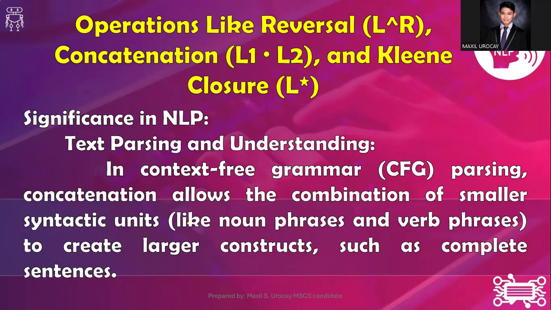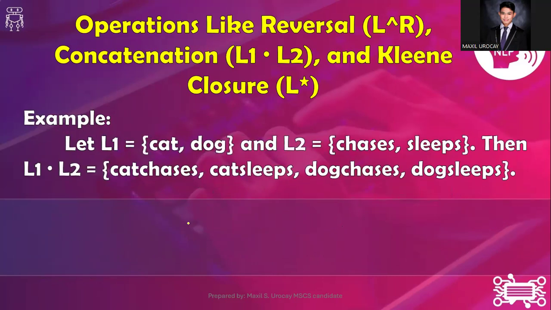Next, for example, you have L1 as cat, dog, and then chases and sleeps for L2. Then L1 concatenated with L2 gives: cat chases, cat sleeps, dog chases, and dog sleeps. So those are the combinations that we can derive from those words.